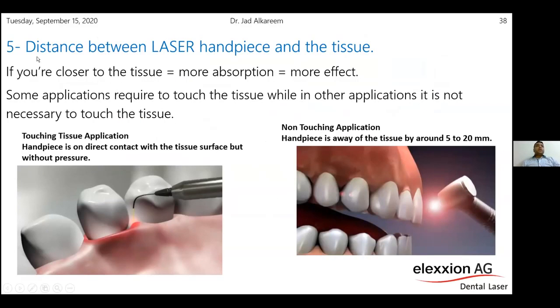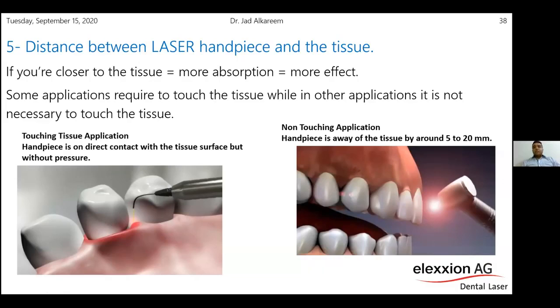Then finally, point number 5 is the distance between the laser handpiece and the tissue. Of course, if you are very close to your tissue, you will have more absorption and more effect. And if you are far from the tissue, you will have less absorption and less effect. Some applications require you to be in contact with the tissue, but just a contact, without pressure. So you only have to move slightly on the tissue, without applying any pressure. So you have to move slowly in order to give enough time for the tissue to absorb the laser energy.